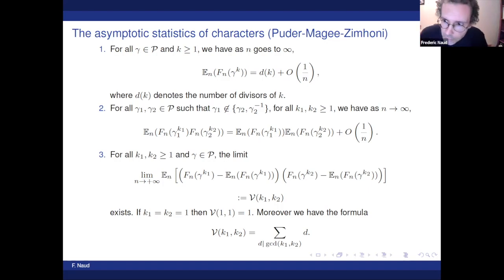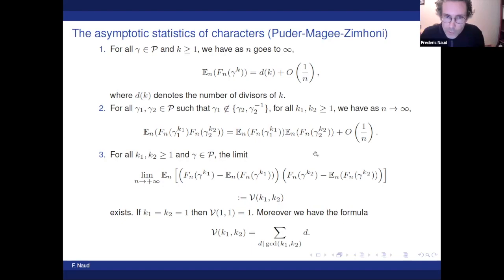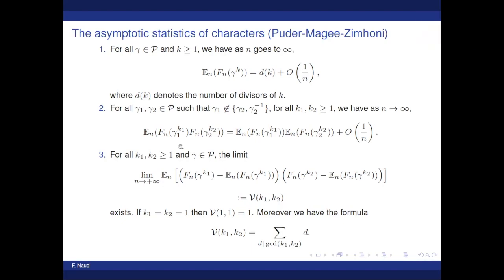Yes? For two, what happens when you have more than two random elements? What do you mean two random elements? So like if you take gamma 1 to gamma k, do you know that their F n's are independent? Pairwise, it's true, but what about the joint distribution?